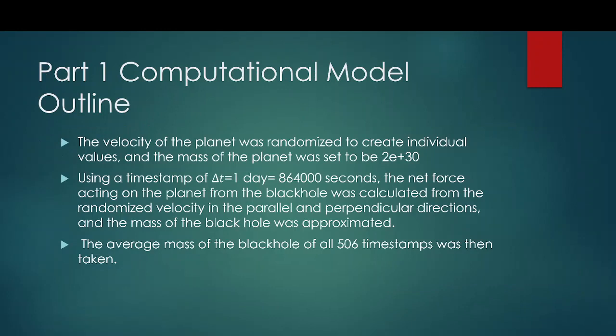The first computational model for part 1 is responsible for calculating the mass of the black hole, or approximating it, by using the parallel and perpendicular components of the net force. Using a timestep of 1 day, which is equal to 164,000 seconds, the net force acting on the planet from the black hole was calculated from the randomized velocity in the model, and then used to approximate the mass of the black hole. And as shown earlier, the average mass of the black hole over all 506 timesteps was about 8.19 times 10 to the 33rd kilograms.